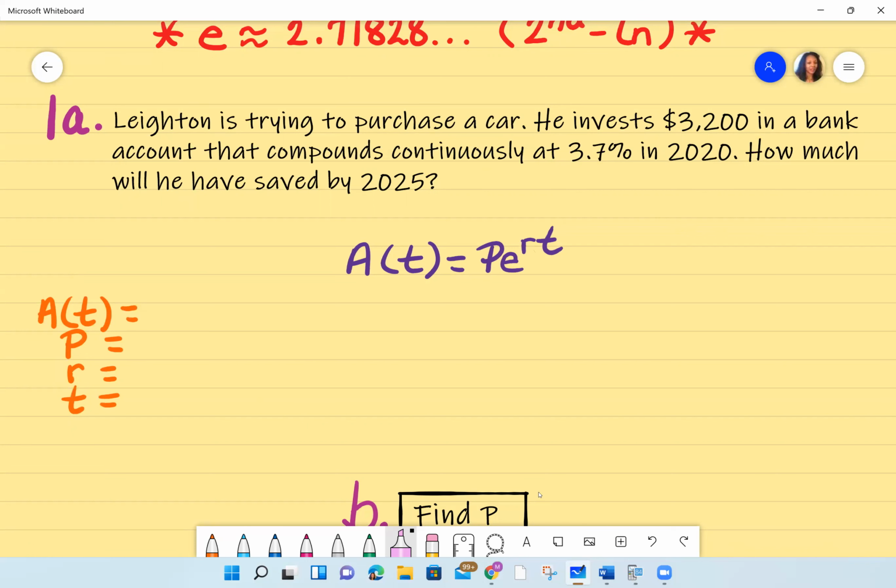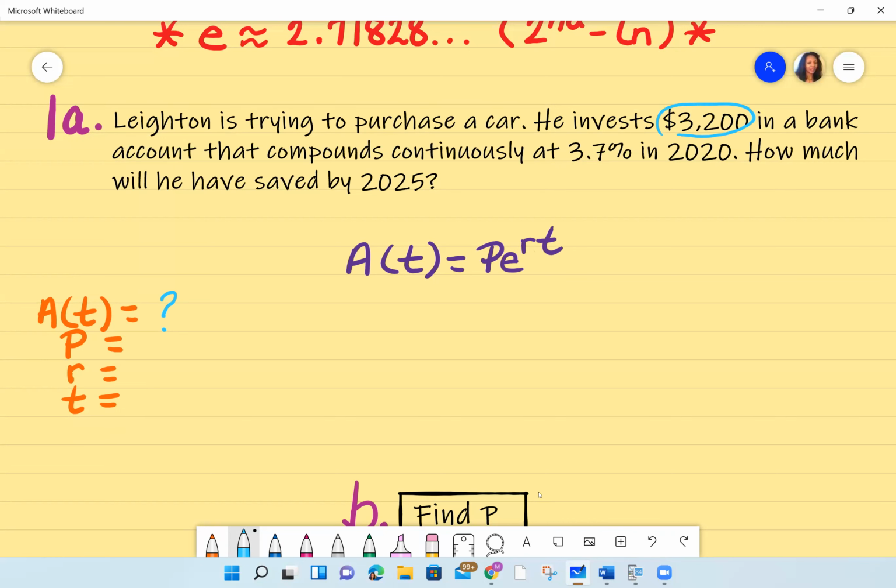So what I want to do is try to find everything that I need in order to substitute it into the formula. First thing though, what exactly am I looking for? It's typically at the end: how much will he have saved by? So that means it's going to be a future date. That's what I'm looking for. I'm looking for A of t. So I'm going to put a question mark there because that's what I'm trying to find, which tells me that the remaining variables should actually be found in the word problem.